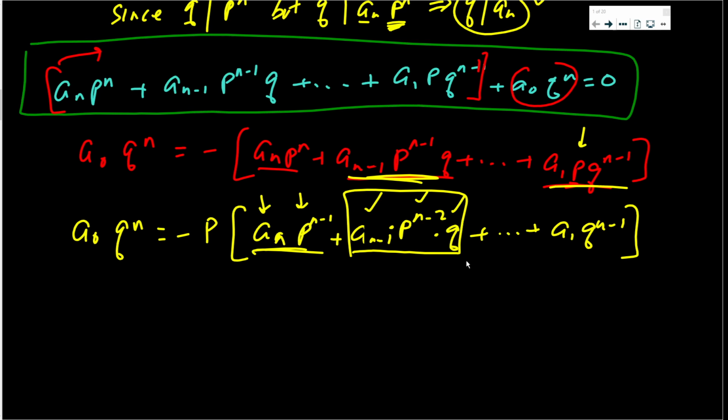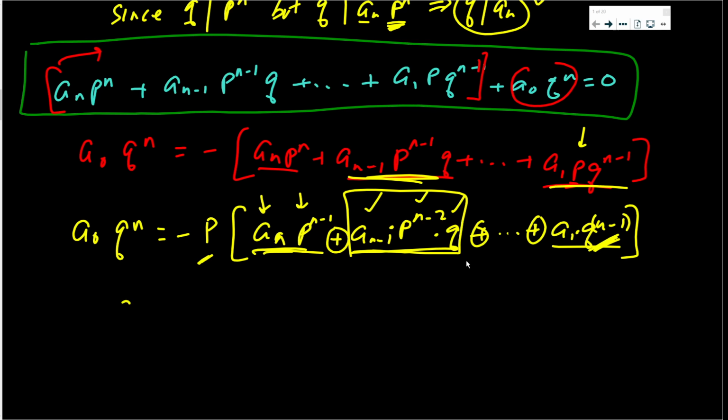Same thing at the end. A sub 1 is an integer, and if we multiply the integer q by itself n minus 1 times, you get an integer. So everything that's underlined is an integer. And when you add many integers, you get an integer. Okay, and then when you multiply it by p or negative p, you get an integer. The right-hand side is an integer.